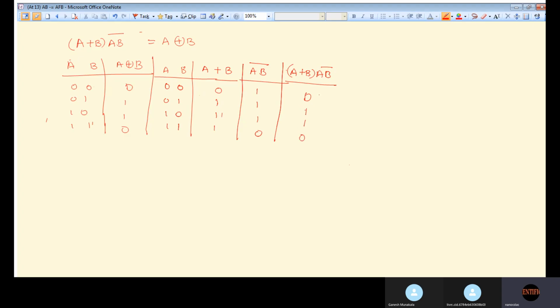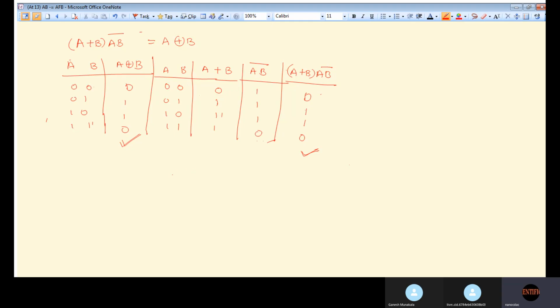Okay, so we need to prove this A XOR B is equal to A plus B into AB bar. We have proved. Okay, so proof అయిపోయింది కదా, ప్రూఫ్ టేబుల్ లో వాల్యూస్ అన్ని మ్యాచింగ్ విత్ ఈచ్ అదర్. నెక్స్ట్ we need to construct the gate.